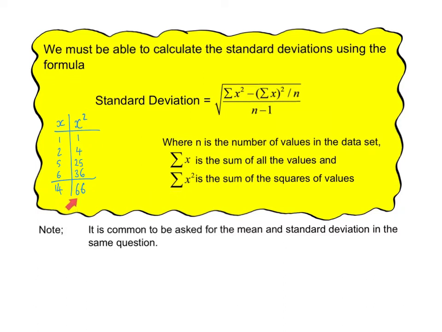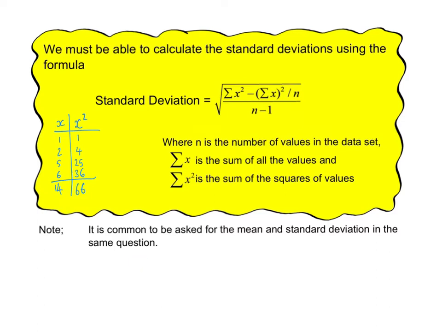So in this case, if I was asked for sigma x squared, or the sum of x squared, that would be 66. What you'll probably notice when you do past paper questions is it's very common to be asked for the mean and the standard deviation in the same question. So just be aware of that. When you see standard deviation, make sure they're not asking for the mean as well, because quite often these two parts will go together.